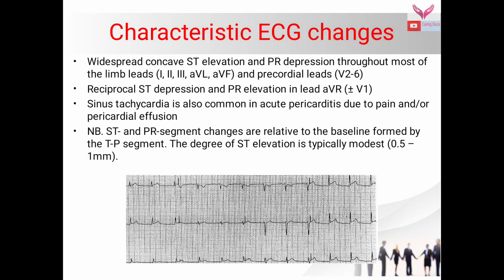The characteristic ECG changes seen in pericarditis are widespread concave ST elevation and PR depression throughout most of the limb leads, that is lead 1, 2, 3, AVL, AVF, and the precordial leads V2 to V6. There is reciprocal ST depression and PR elevation in lead AVR and plus or minus V1 lead.